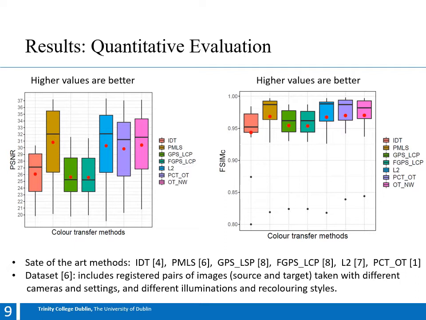We show here the box plots, carrying a lot of statistical details, but please do refer to our paper for tables of detailed quantitative results. The PSNR evaluation is on the left figure and FSIMC on the right figure. By examining these box plots, we see that the four methods BMLS, L2, BCTOT, and our algorithm OT in W are greatly overlapped with each other.